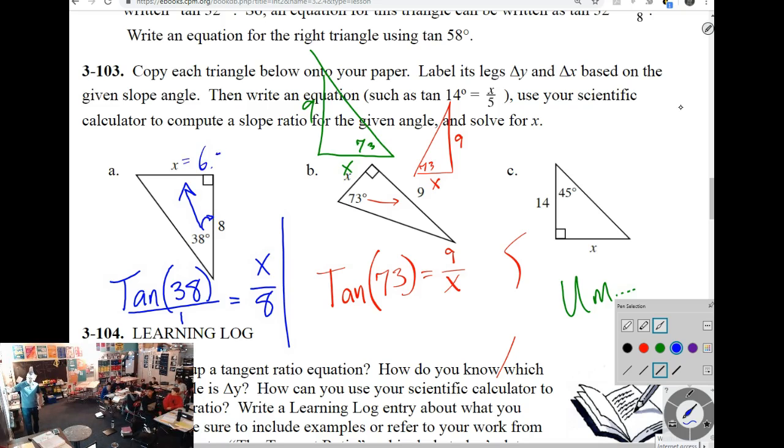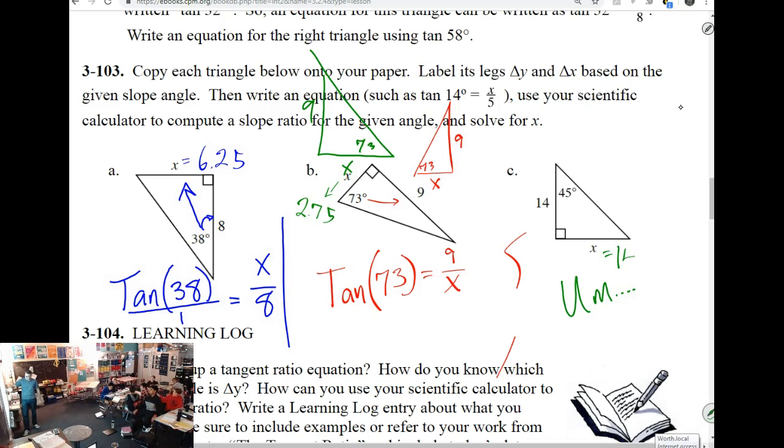X over here is 6.25. X over here, 2.75. And oh man, this one's tough. So X over here, take your time. It's a number. Because if you type in tangent of 45, as we talked about yesterday, you get 1. That slope ratio is even. 14 times 1 equals 14.